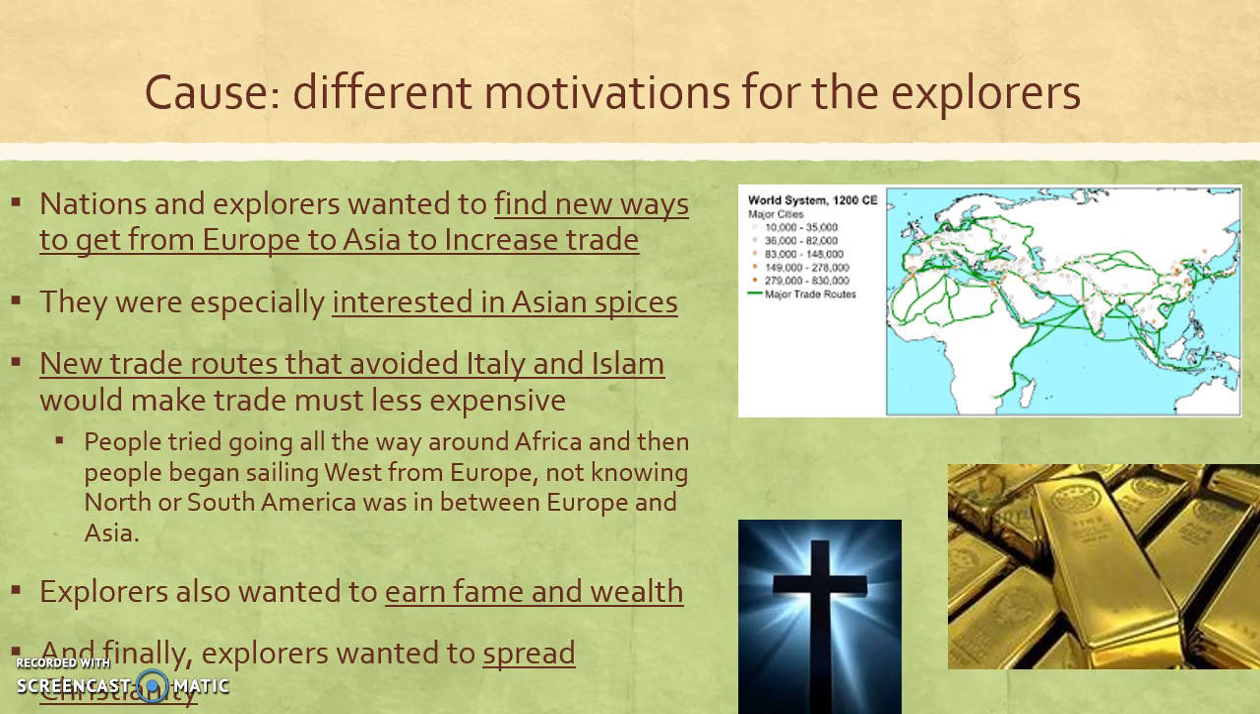So, causes. There were different motivations for different explorers. One big one: nations and explorers wanted to find new ways to get from Europe to Asia in order to increase trade. They were very interested in Asian spices, and they wanted to find new trade routes to avoid Italy and Islam. Italy and Islam controlled a lot of the trade in this area. If you had goods from India, they would have to go through this area to get to Europe, and that made things very expensive. So Europe wanted to find new ways to get to India without having to go through Italy and Islam.